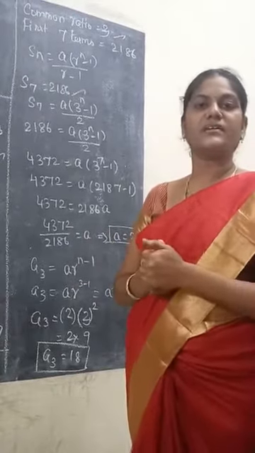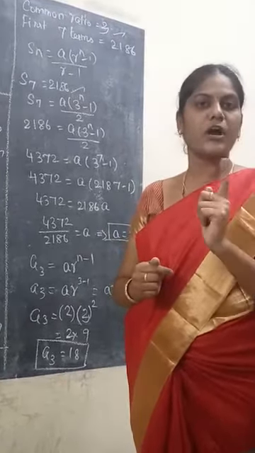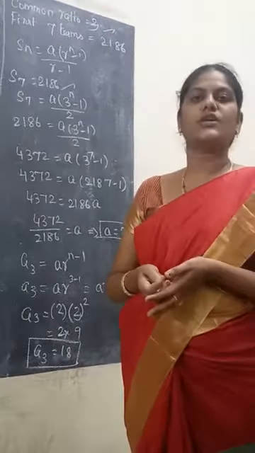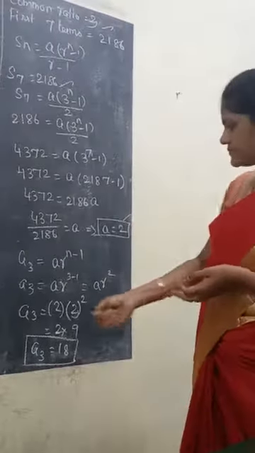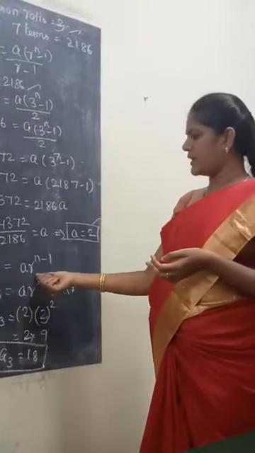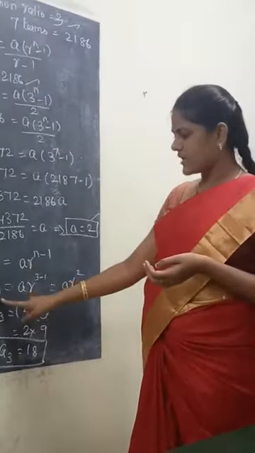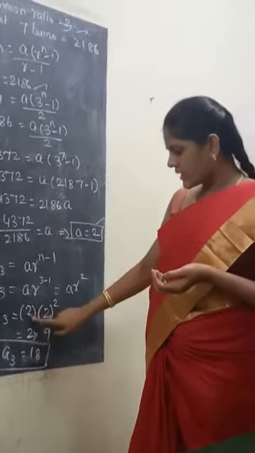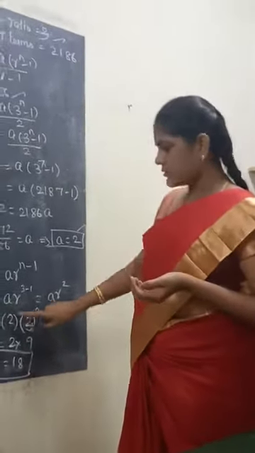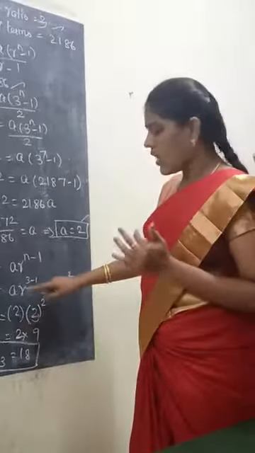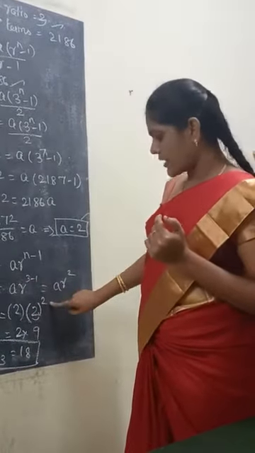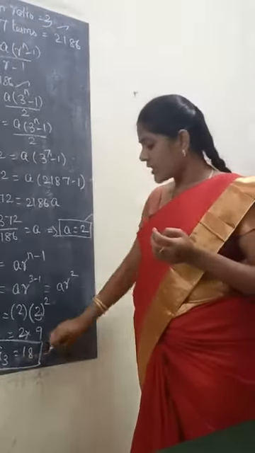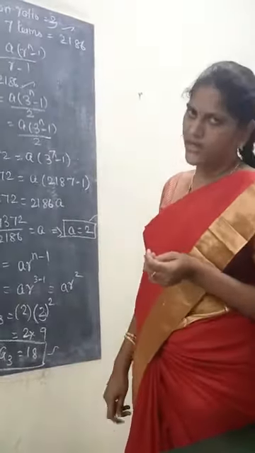So how will you find the term? Now you are not supposed to use the sum formula. You need to use the normal nth term formula. What is the nth term formula? An equal to A into R power n minus 1. So A3 equal to A into R power n minus 1. Now A3 equal to, A value is 2, R value is 3. Sorry children, A value 2, R value is 3. Upper 3 minus 1 is 2. Upper 2 into 3 square is 9. 9 2s are 18. So what is the third term? A3 is equal to 18.